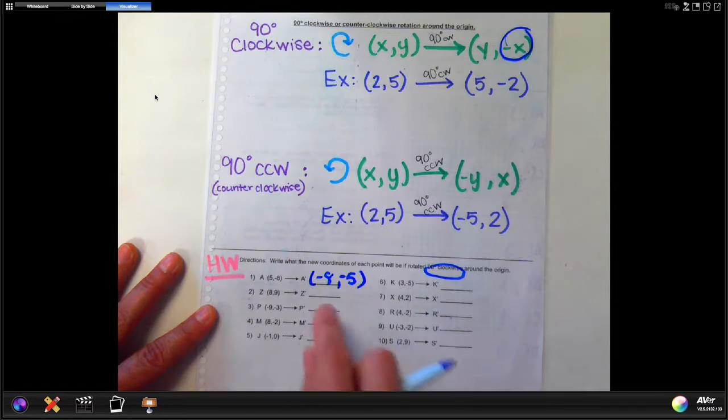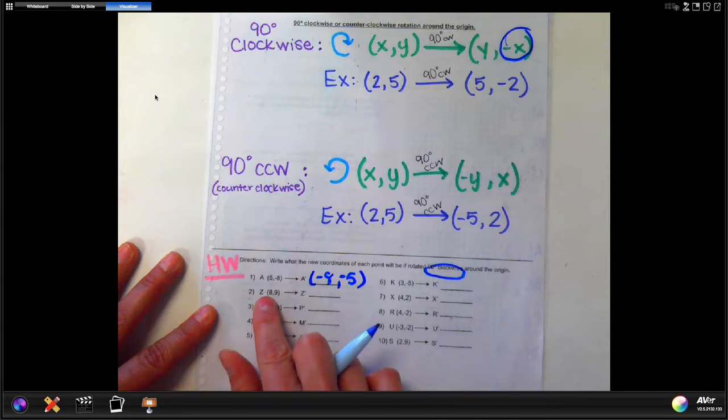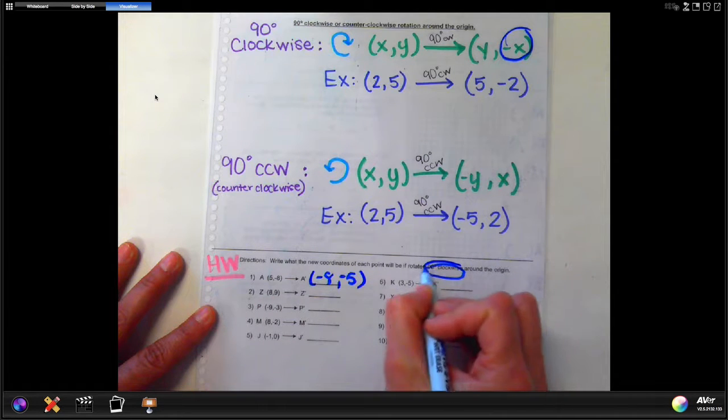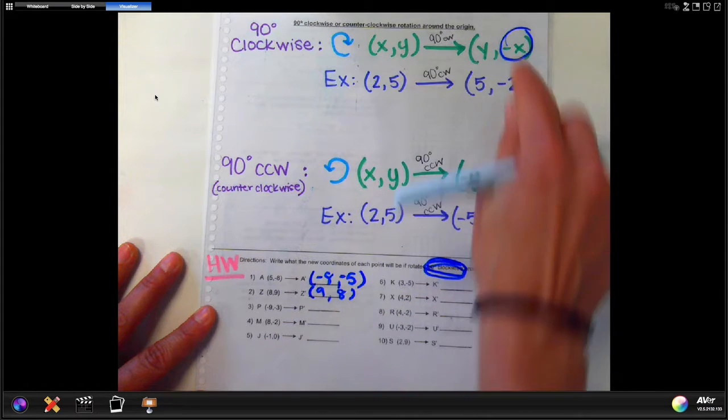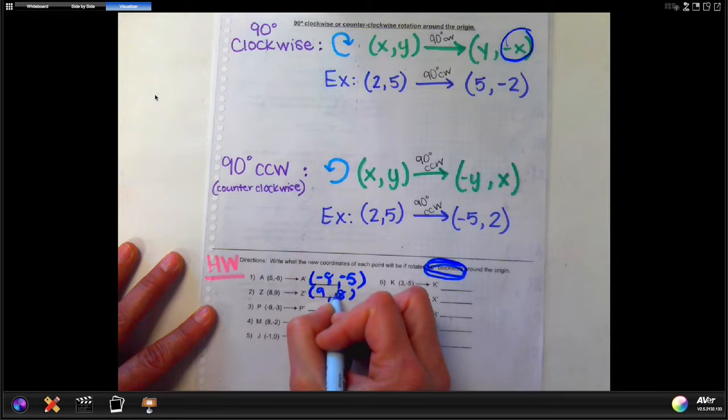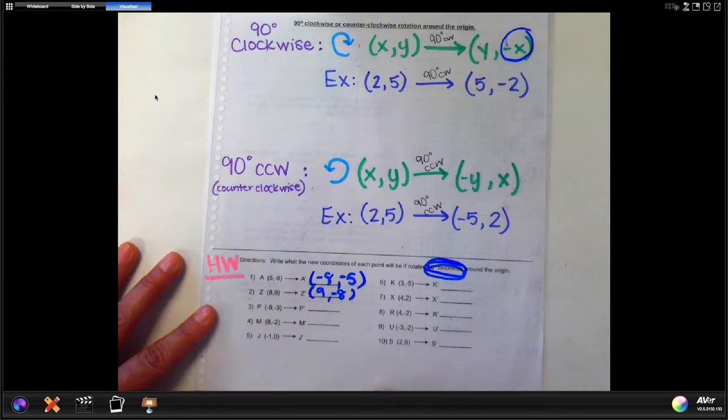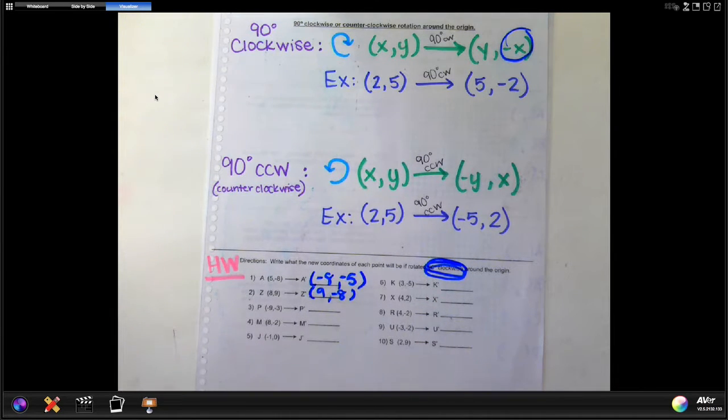Okay? Let's try again. So Z starts as 8, 9. We're going to go 90 degrees clockwise. So we're going to flip those coordinates to be 9, 8. And it says the second one needs to be opposite. So it's 9, negative 8. And that's how you do these all the way down, because all of these are clockwise rotations of 90 degrees.